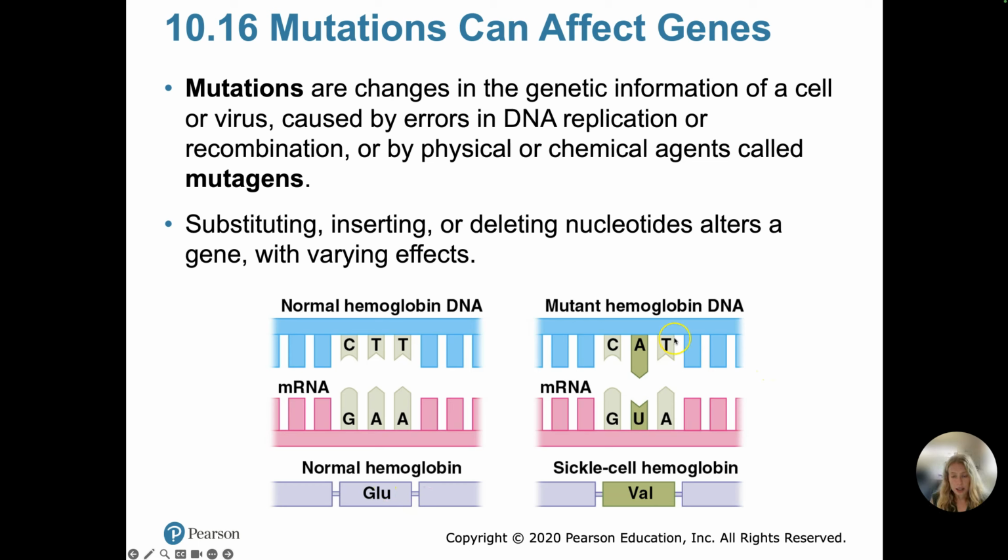In someone with sickle cell anemia, they just have one nucleotide substitution here. So instead of CTT, they have CAT. The resulting mRNA from that is GUA. So there's a U here instead of an A. As a result, GUA calls for valine instead of glutamic acid, and valine here instead of glutamic acid results in sickle-celled hemoglobin that crystallizes. So just one mutation can have pretty serious effects in the body.